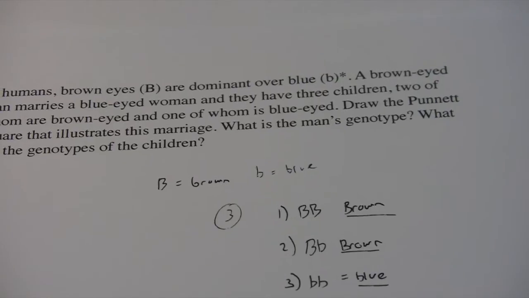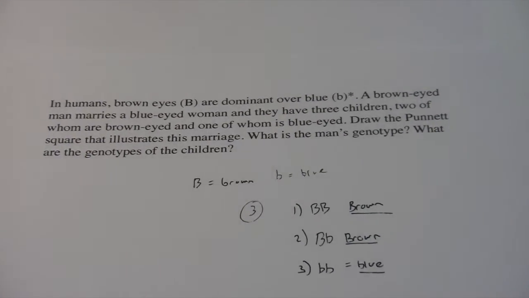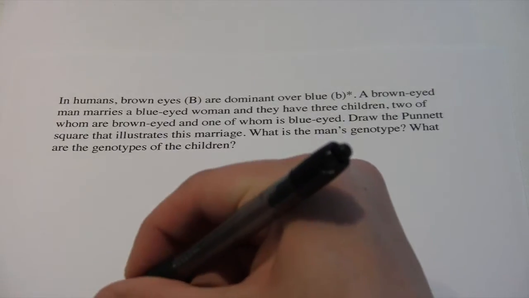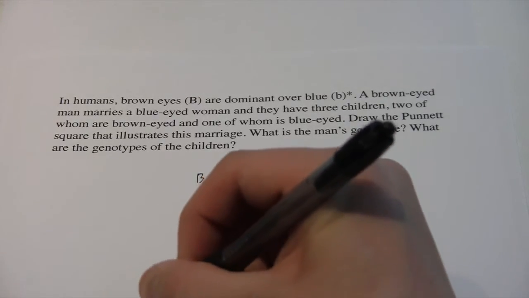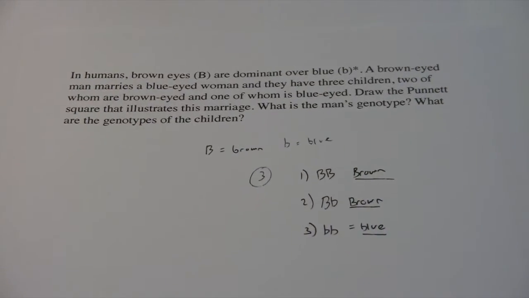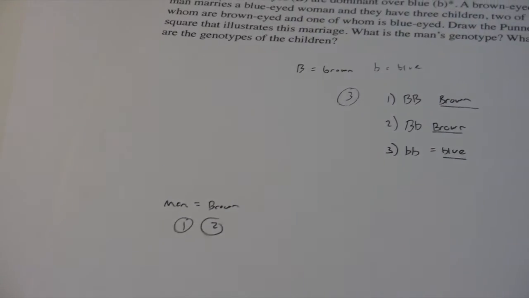Okay, so let's go back to this problem. It gives us the information that the man has brown eyes. So we know that the man is either genotype 1 or 2, because if he has brown eyes, those are the only 2 possible combinations that we've listed out that determine the genotype for brown eyes. So we know that the man is either genotype 1 or 2.